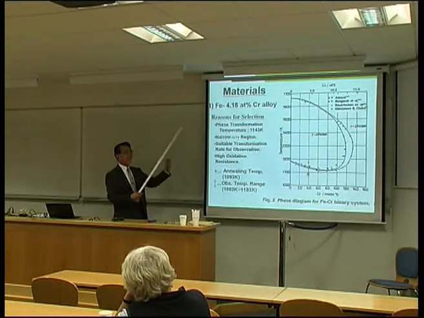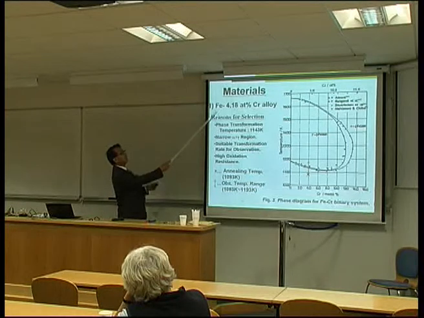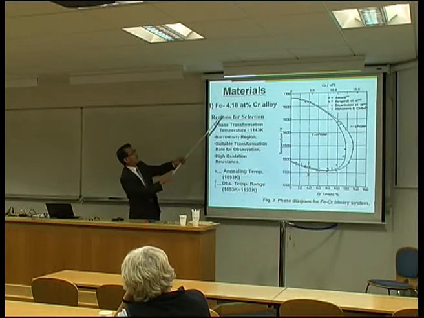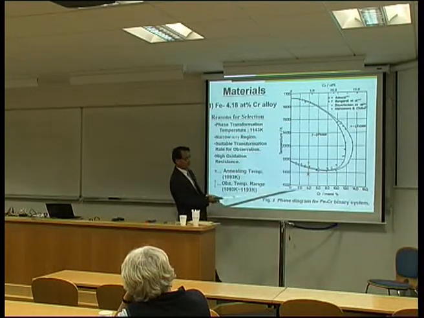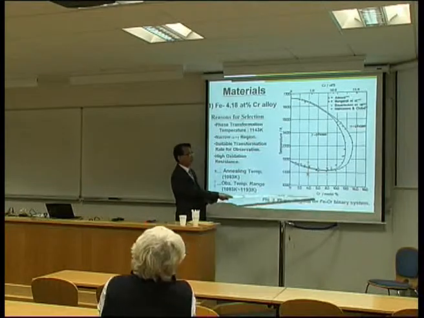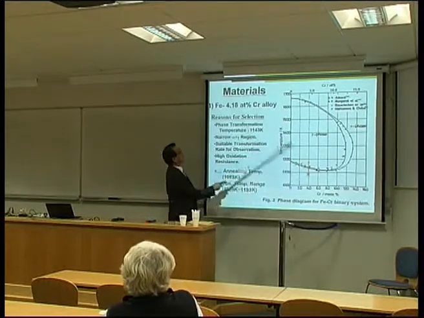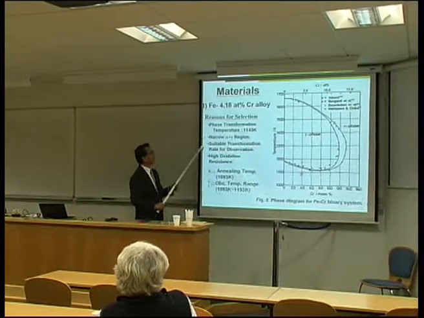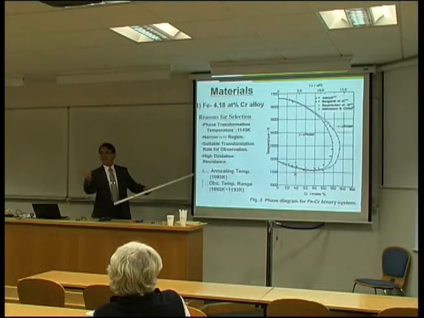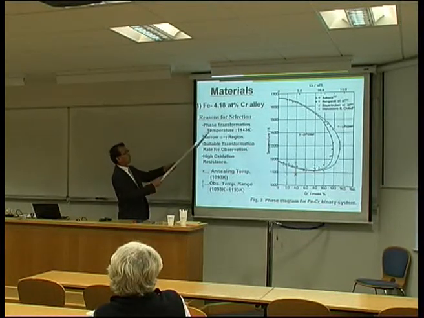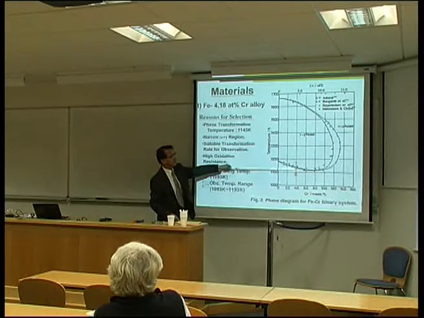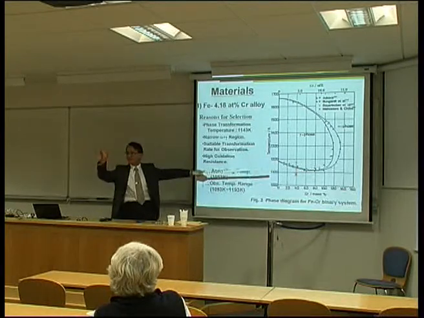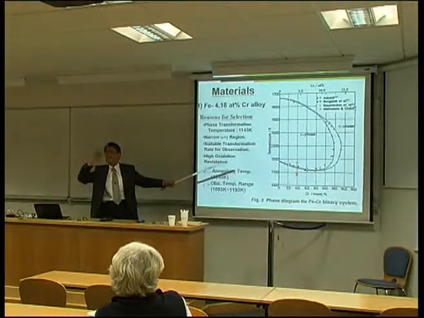So for this kind of study, we use an iron-chromium alloy, with a composition of about 4 atomic percent, because from this phase diagram of the iron-chromium binary alloy, here is about our composition. This alloy has several advantages for this study. The phase transformation temperature is around here, so it's not too high and not too low, and diffusion control is the problem.